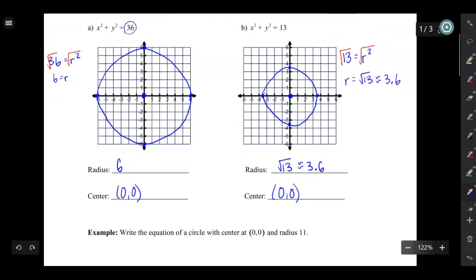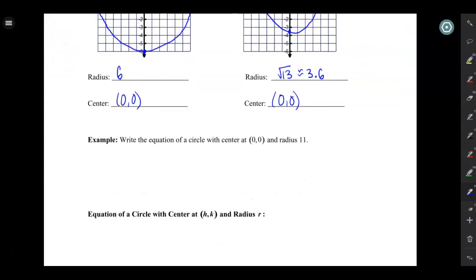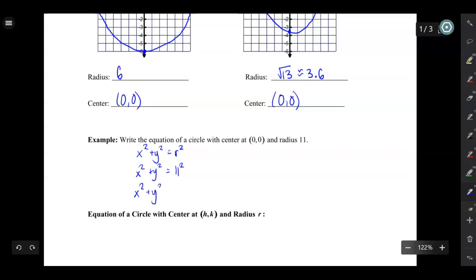So let's do some practice going the other way. Let's say I want to write an equation of a circle that's centered at 0, 0 and has a radius of 11. So I'm going to start with my base equation, x squared plus y squared is equal to r squared. The only thing I really need to change is the radius. So x squared plus y squared is equal to 11 squared. And then we generally figure out what 11 squared is. It's 121. And we'll write that into our equation instead.